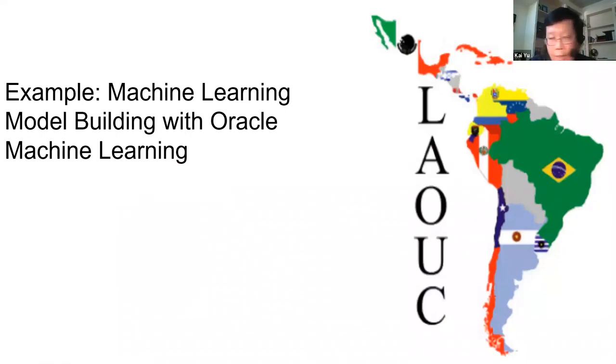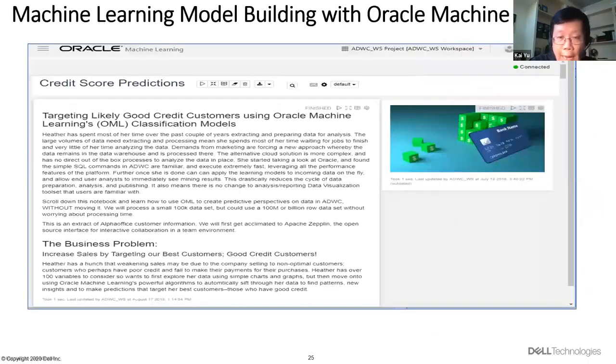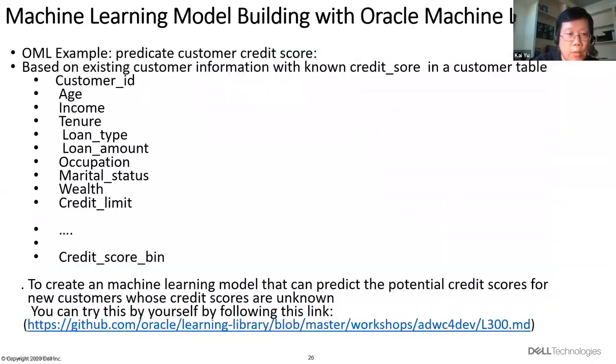Now I will spend probably the next 10 minutes showing how we actually do this. This is an actual example that you can do, and this example is in GitHub. I have the link to one of the labs used to show machine learning. This example shows how to predict the customer credit score. They also build two models, customer credit score and customer spending. For a particular customer, they predict the credit score, or how much buying power they have.